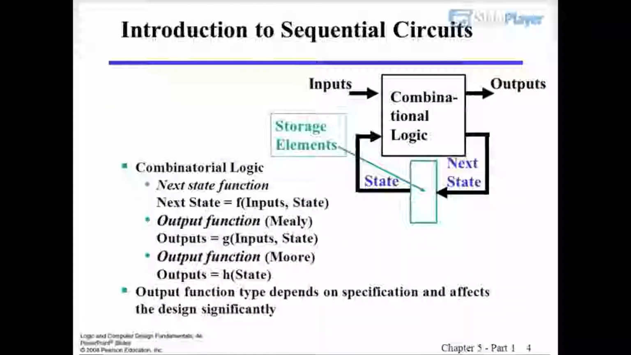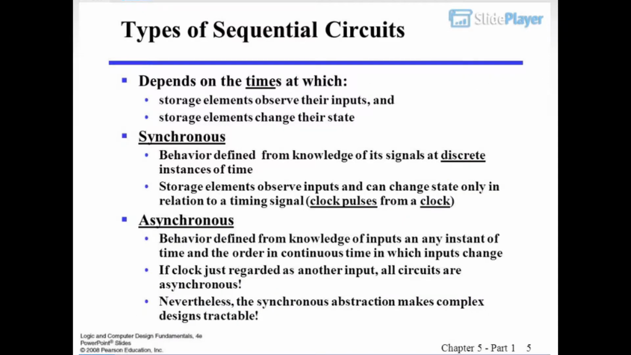Introduction to sequential circuits. Combinatorial logic. Next state function: next state equals F of inputs and state. Output function, Mealy: outputs equal G of inputs and state. Output function, Moore: outputs equal H of state. The output function type depends on the specification and affects the design significantly. Inputs. Outputs. Combinational logic. Storage elements. State. Next state.